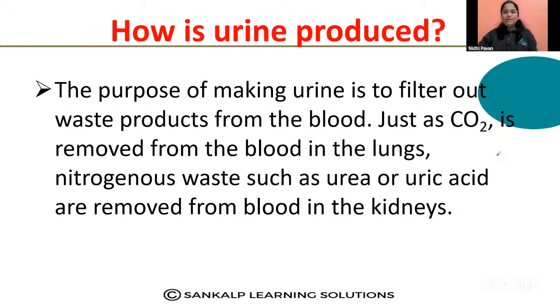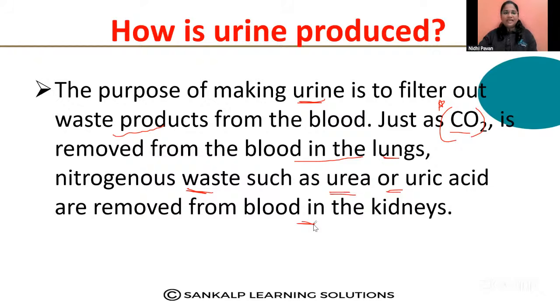The purpose of making urine is to filter out waste products from the blood. So urine contains only waste products which are there in the blood. Just as carbon dioxide is removed from the blood in the lungs, carbon dioxide is also a waste which is removed by the lungs. In the same way, nitrogenous waste, especially urea and uric acid, is removed from the blood through the kidneys. Nitrogenous waste by kidneys, carbon dioxide by lungs.